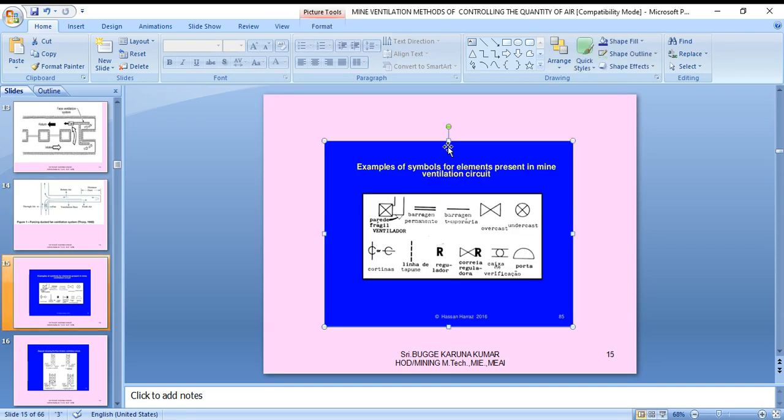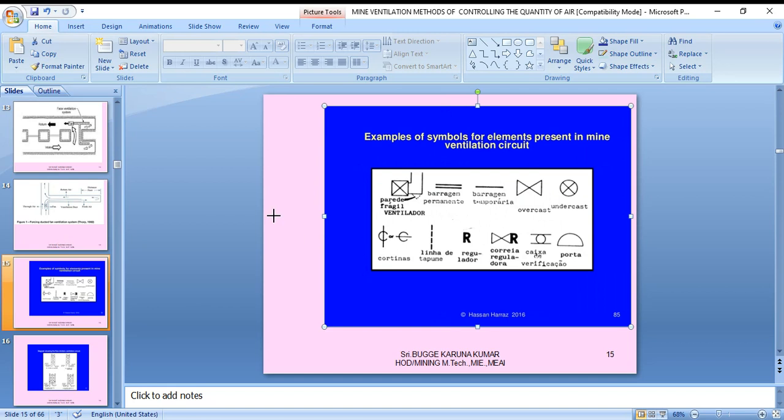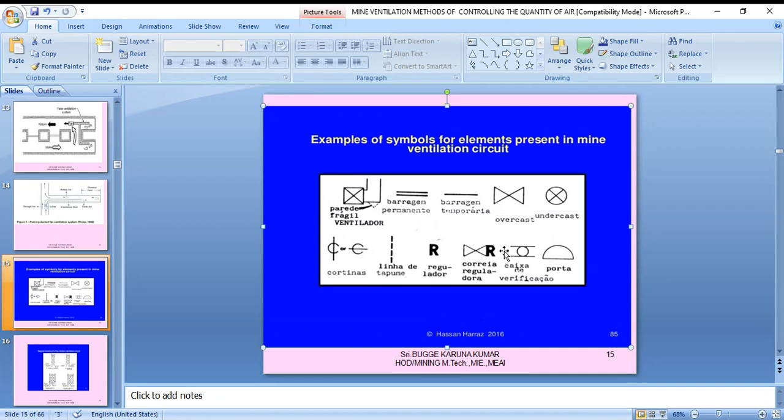These are the general standard symbols, which any ventilation officer can understand by seeing the ventilation chart. You can understand what the symbols represent. Here, parallel ventilation system is there, predenser, overcasting, the contents, regulator, corrective regulator. So these are the general symbols of the elements present in mine ventilation circuits.